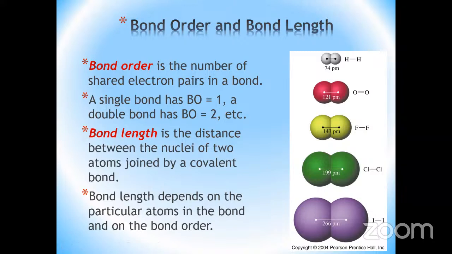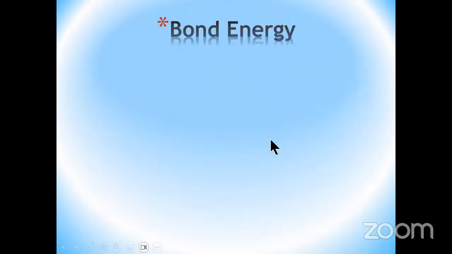The hydrogen to hydrogen bond is of a distance of 74 picometers. For the oxygen to oxygen bond, that's 121. And you see some other values for fluorine, chlorine, and iodine, all right? What we'll be looking at in this section are some trends with respect to bond order and bond length, all right? Another term that I need to talk about here is bond energy, which is related to those as well.